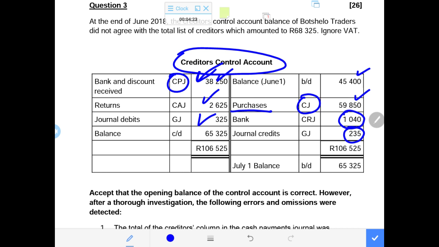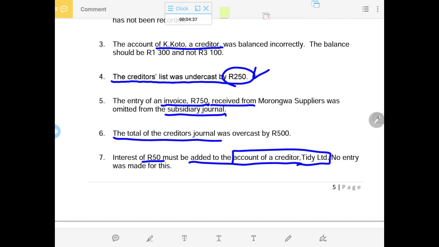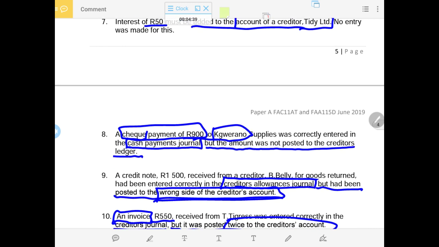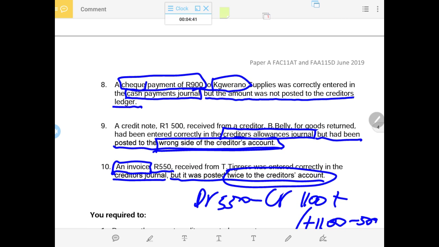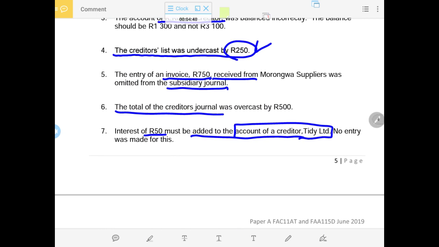We have 235, which is our general credit that needs to be recorded. Let me just check that there is no other missing amount that we should have recorded but did not record anywhere else. We did not record anywhere else. 550, 1,500, 900. 50 Rand interest must be added to the account of the creditor TDIP. No entry was made for this account.